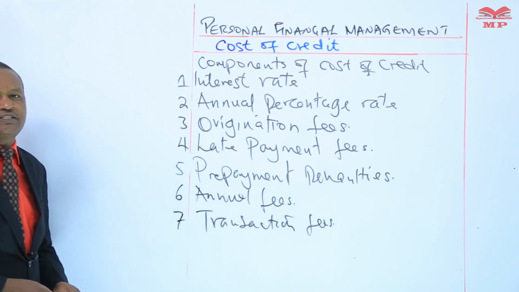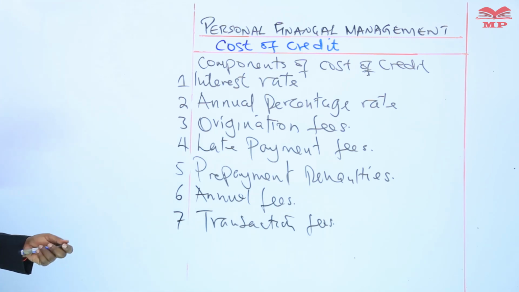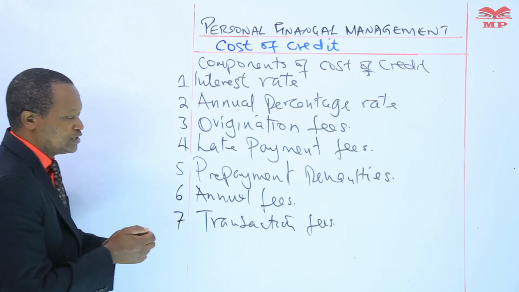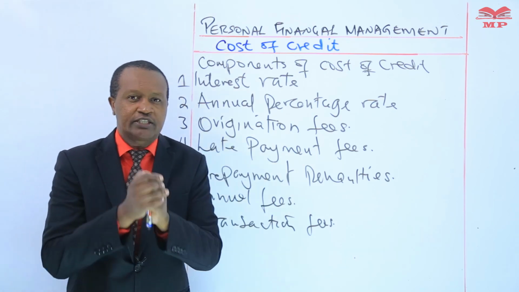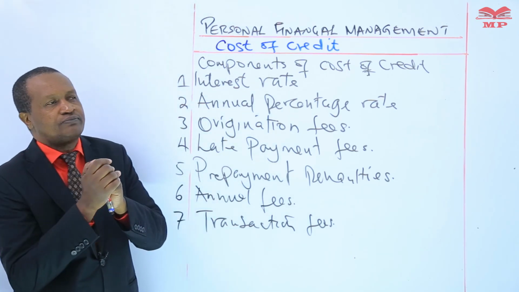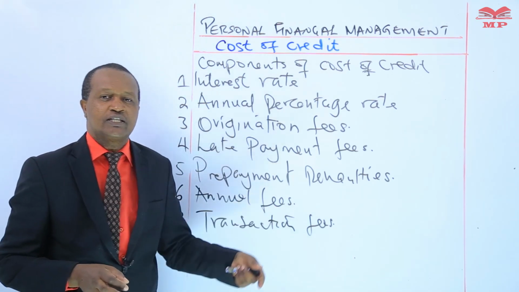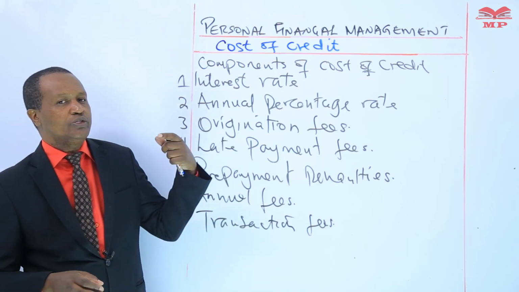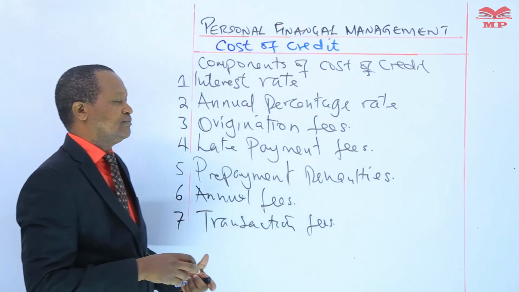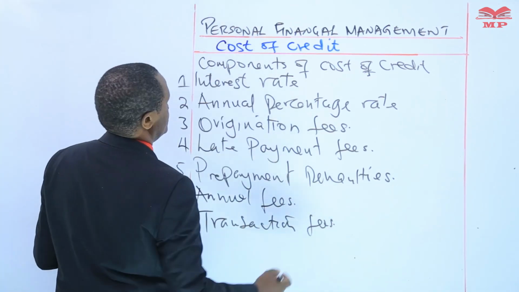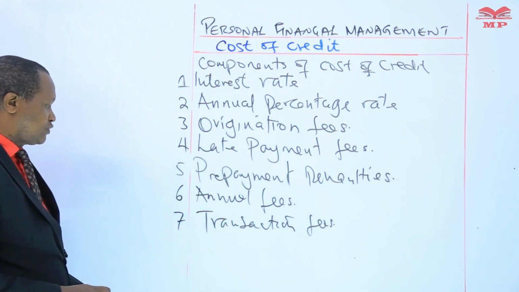Transaction fees. These are fees that are associated with specific transactions, such as using your credit card or withdrawals from an ATM and so on. So these are some of the components of cost of credit.